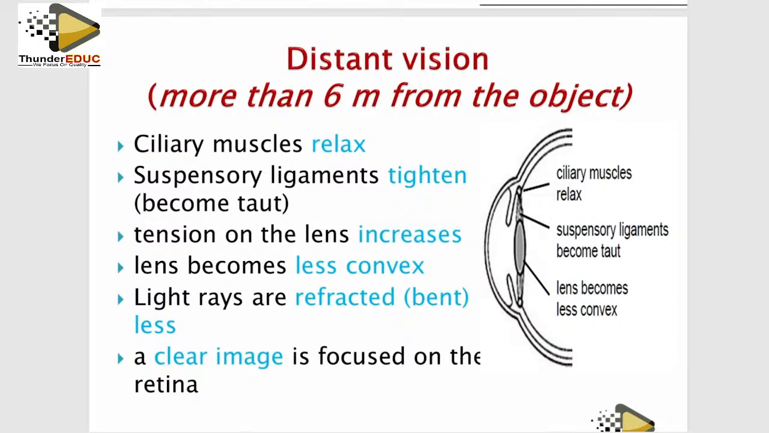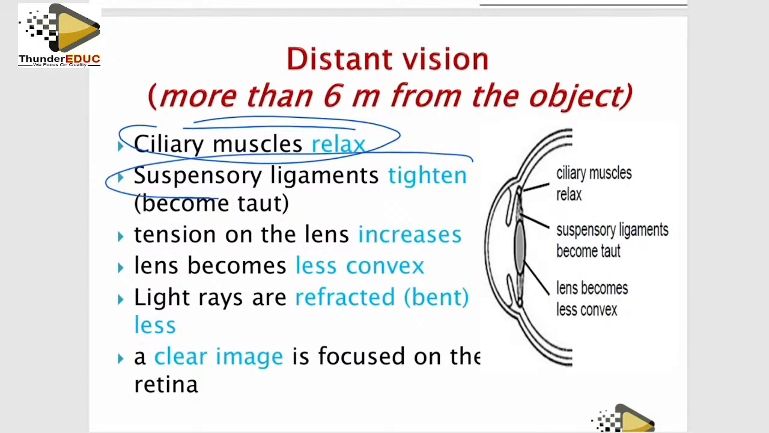You understand? So they're saying structure. Can I see the tension? I don't see the tension. I only see this one is a structure: ciliary muscles relax. This one is a structure: suspensor ligament. You see them. But I can't see the tension on the lens. But I can see that the lens has become less convex.